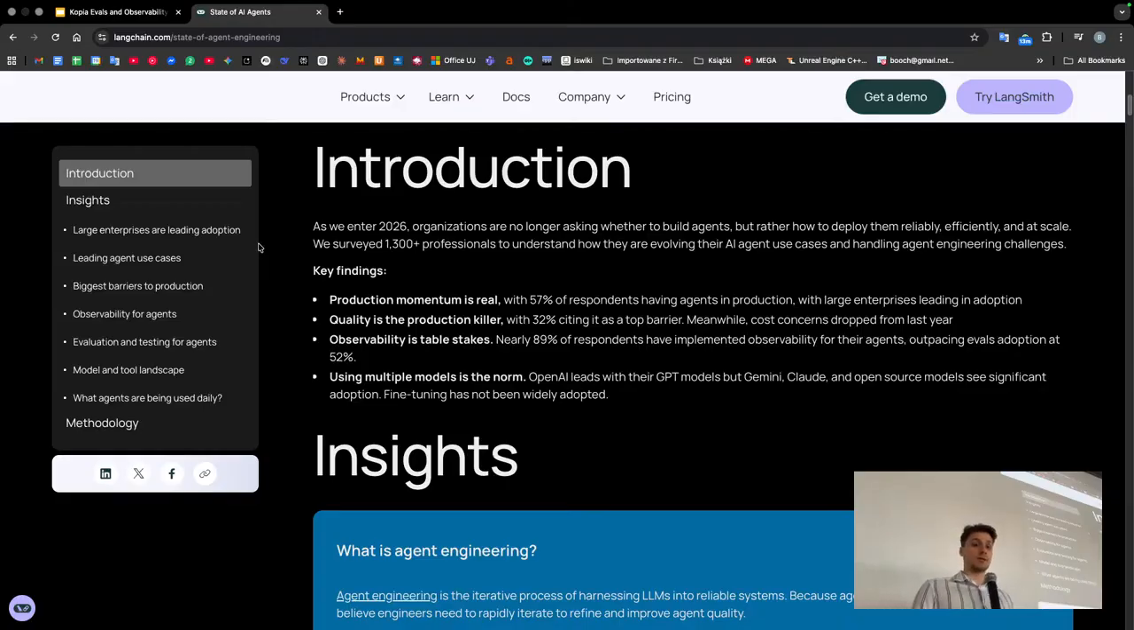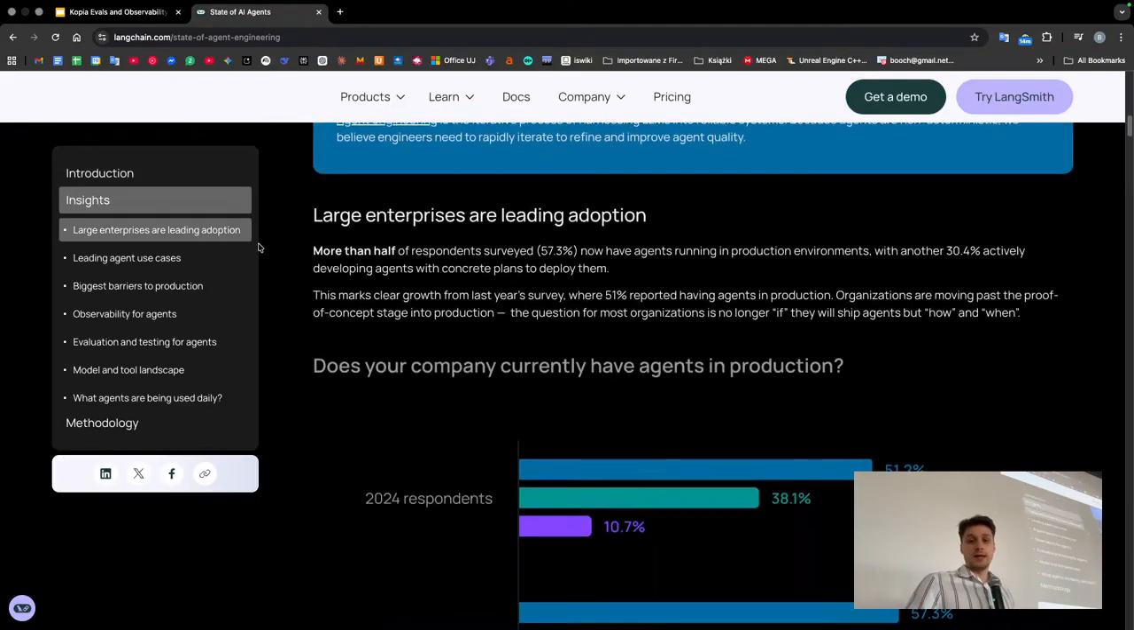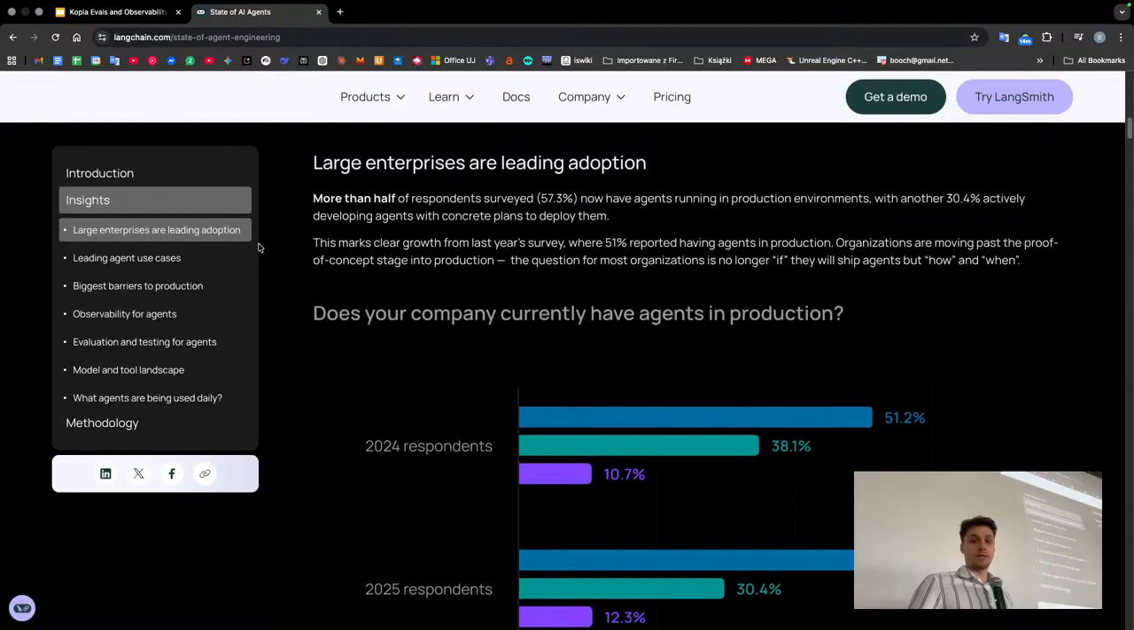We also see that observability is really table stakes. Over half of the respondents answered that it's really important for getting into production. And we also see that using multiple models is totally the norm. Companies don't only use OpenAI ChatGPT or Anthropic Claude, but they're also using Gemini or other models. So let's go through the adoption.